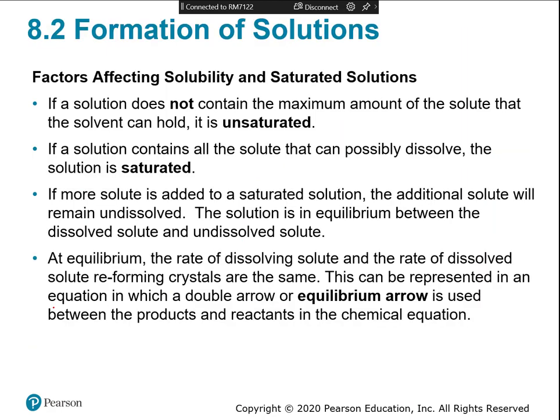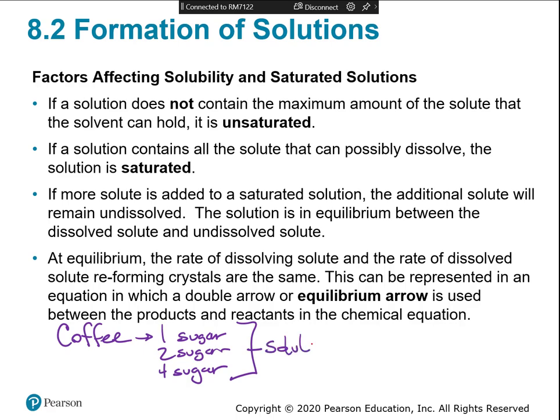So if you have a solution, the solute content can oftentimes be variable. And so in here, we are sort of talking about coffee. Some people like their coffee with 1 teaspoon of sugar, or 2, or 4, or 6. So maybe you like a lot of sugar in your coffee. So that's variable. The amount of sugar that you put in is variable. That, remember, is the solute.